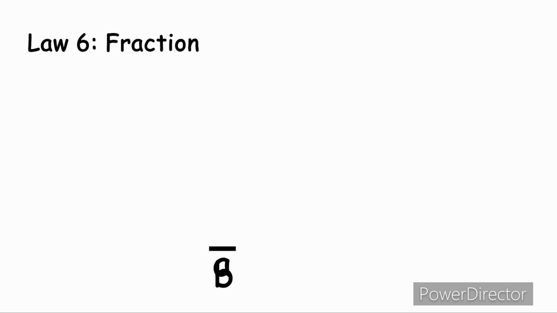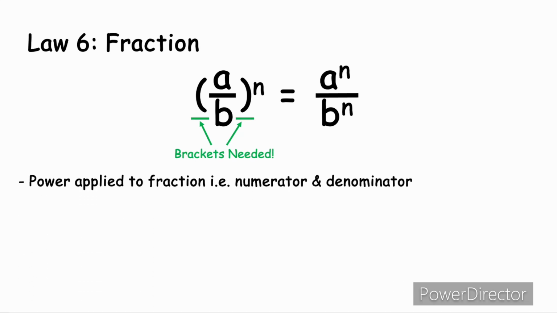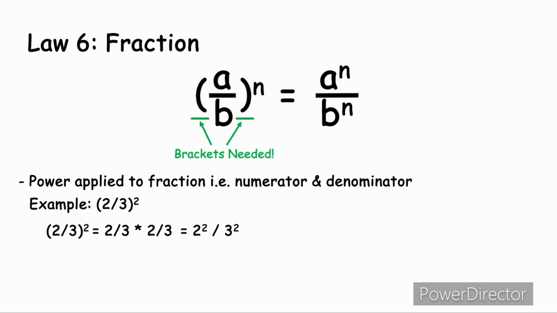Sixth one, if the base number is the whole fraction with the power outside of the fraction in a bracket, then the power should be applied to both the numerator and the denominator. The reason here is the whole fraction is multiplying itself, thus both parts of the fraction should also follow. An example can be 2 over 3, all to the power of 2. You are doing 2 over 3 times 2 over 3, so it's basically 2 to the power of 2 over 3 to the power of 2.